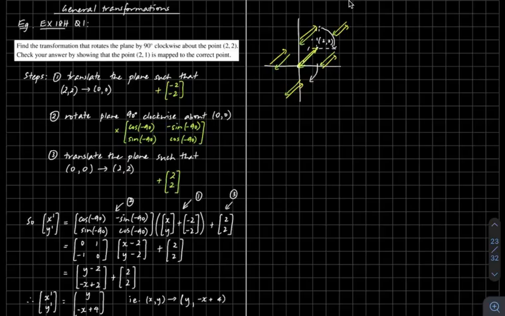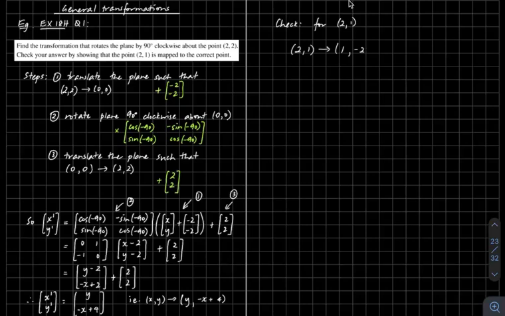Alright, and then the question did actually have another part, which was to say, let's check the answer by showing that the point 2, 1 is mapped to the correct point. So for 2, 1, it's going to be mapped using my rule there, xy goes to y and negative x plus 4, so y is 1, and then negative x plus 4 is negative 2 plus 4, so that's going to be the point 1, 2.